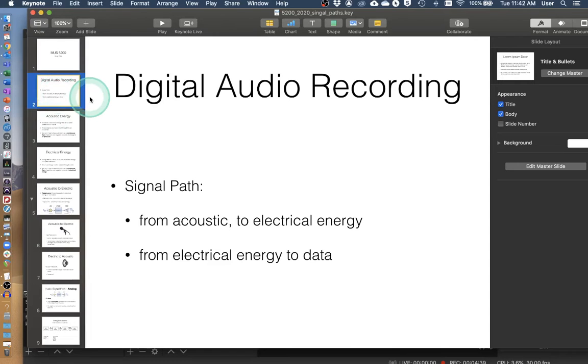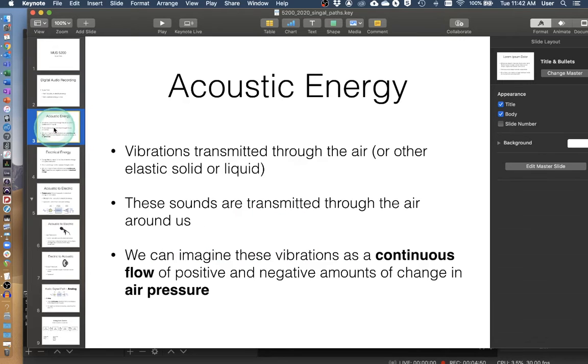So, as I said, we're basically stepping from acoustic to electrical and then electrical to data. Those three energy realms. Acoustic energy, just to review, are vibrations transmitted through the air. And these sounds are transmitted through the air around us. Our ears are there to become barometers, right? They detect those changes in air pressure.